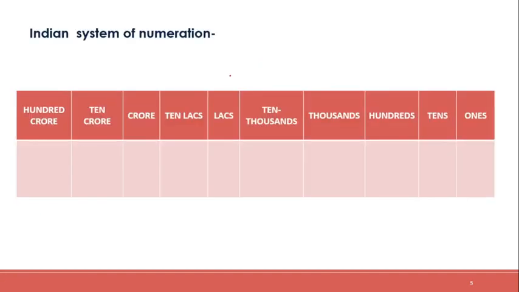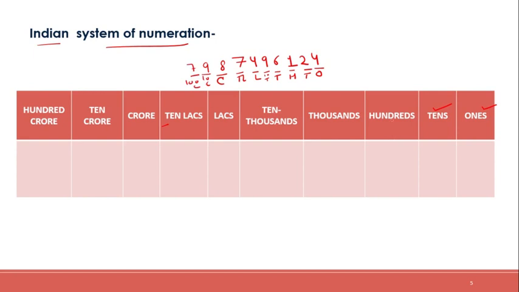Get the concept? Now comes the Indian system of numeration. The place values we have been giving are according to the Indian system of numeration. That means in the Indian system of numeration, if a number is written here, for example 7, 4, 9, 6, 1, 2, 4, how will we check the place value? First ones, then tens, 100, 1000, 10,000, lakh, and then 10 lakh, and so on. If I add one more digit, we'll get crore, then one more digit, 10 crore. If one more digit, then 100 crore. These names of the place values are according to the Indian system of numeration.